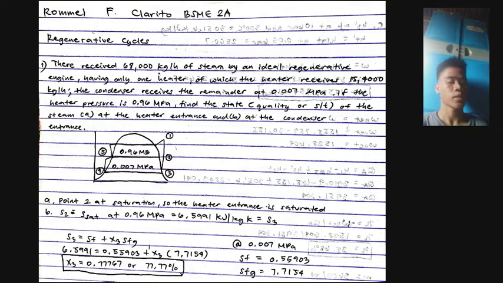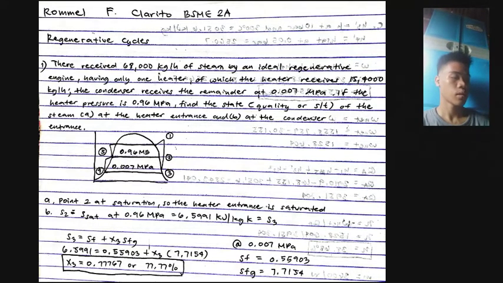So, our solution for that, having illustration in order to answer in easy way. So A, point 2 at saturation, so the heater entrance is saturated. Letter B, answer is S2 equals S sub SAT at 0.96 MPa equals 6.5991 kilojoule per kilogram. Okay, which is equivalent to S sub 3.